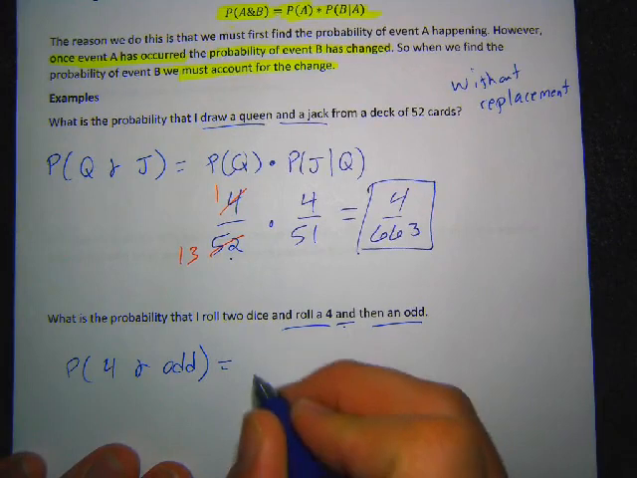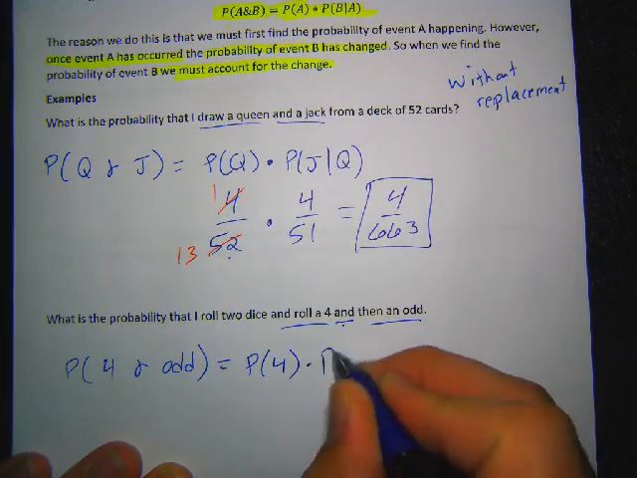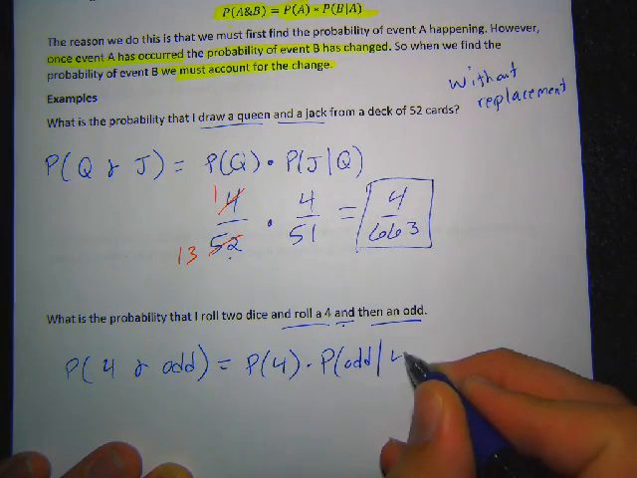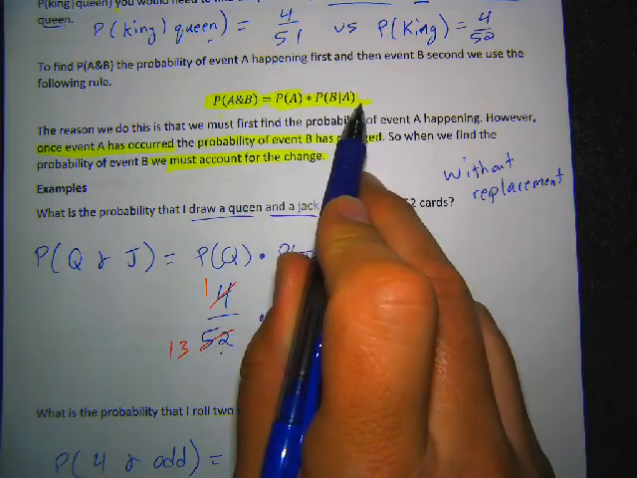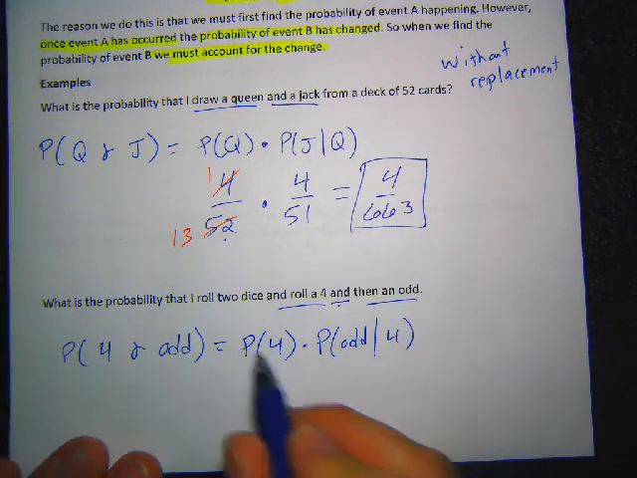Okay, so I'm going to find the probability of getting a 4. I'm going to multiply that by the probability of getting an odd, but I have to do that given I got a 4 in the first roll, right? Because we're doing probability multiplication where I say given the first thing happened, then find the probability of the second. And what's my chance of getting 4?